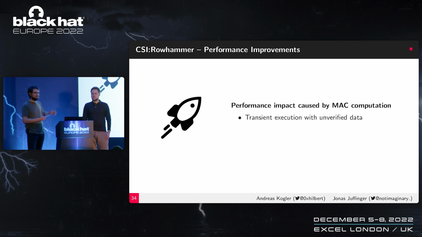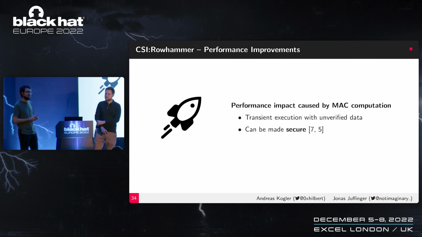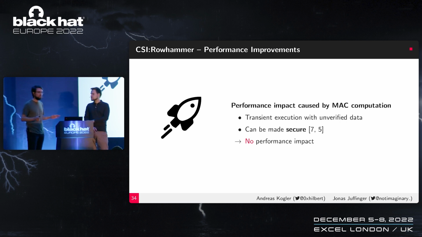We already do transient execution. But there's a whole track about transient execution attacks and how they go wrong. Are you sure you want to do that? I'll just say it really shortly here. There is work that tells us that this can be made secure. We didn't evaluate it fully, but we say it is possible to do this. And then we would have CSI Rowhammer with no performance impact.